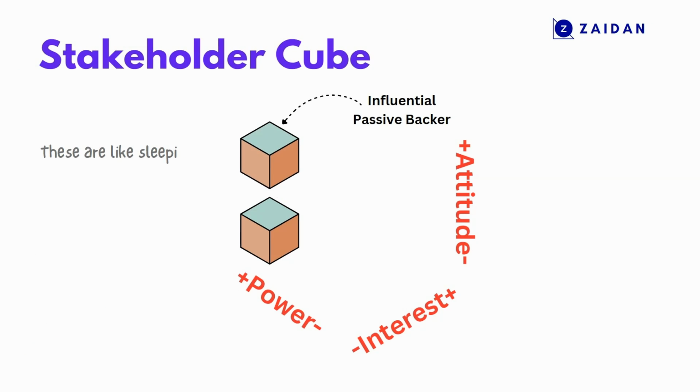High power with low interest and high attitude. These are called influential passive backers. These are like sleeping giants. You have to engage them closely.